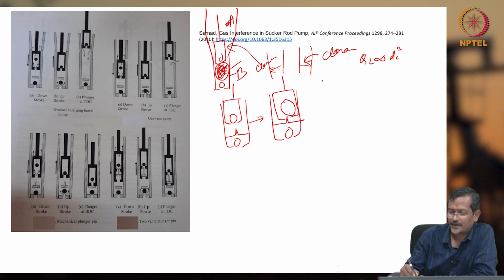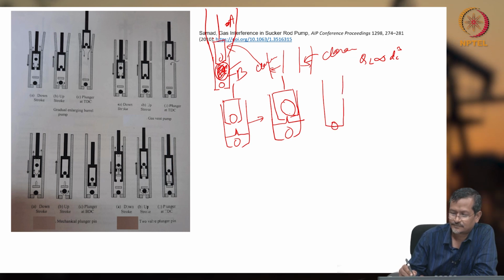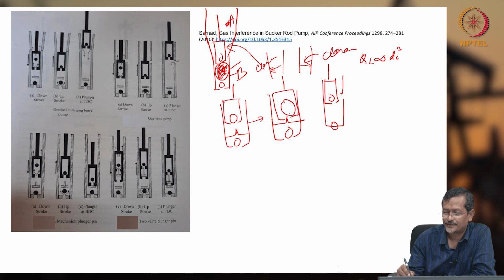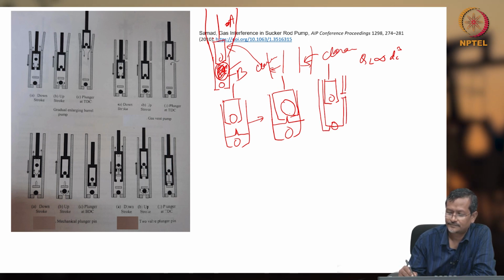The gas vent pump, they have given this name, is like this. The plunger is here. There is one gap.